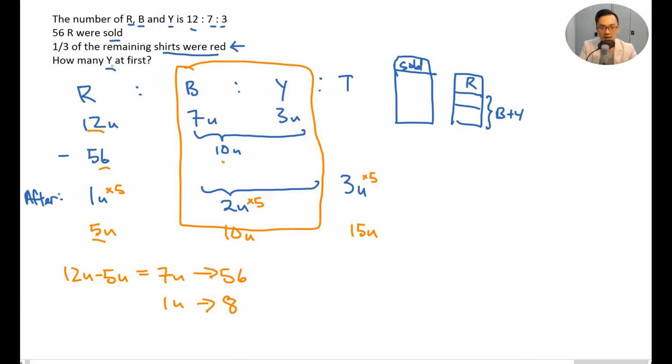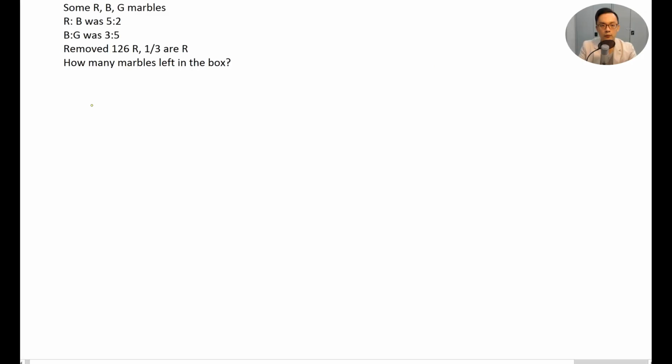So the question is asking how many yellow shirts at first. So yellow has 3 units at first. So therefore 3 units is 8 times 3, 24. All right, so yellow had 24 shirts at first.